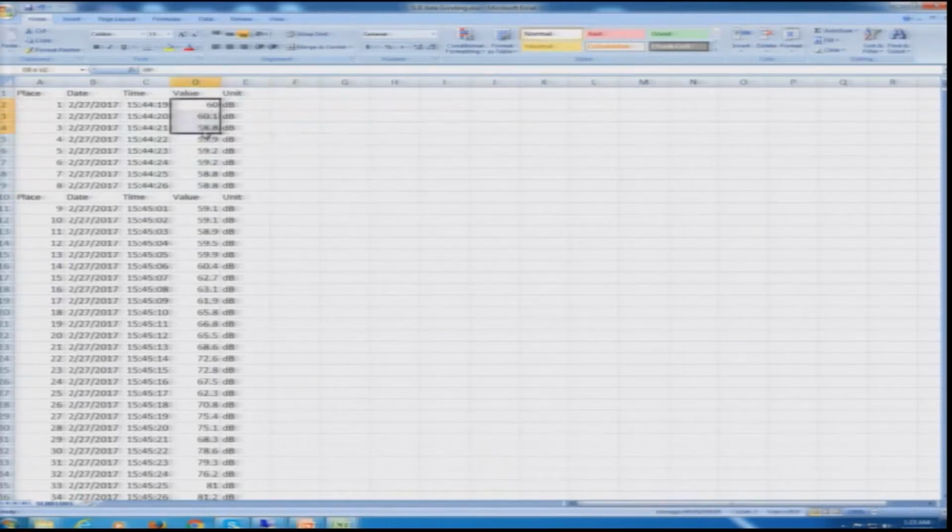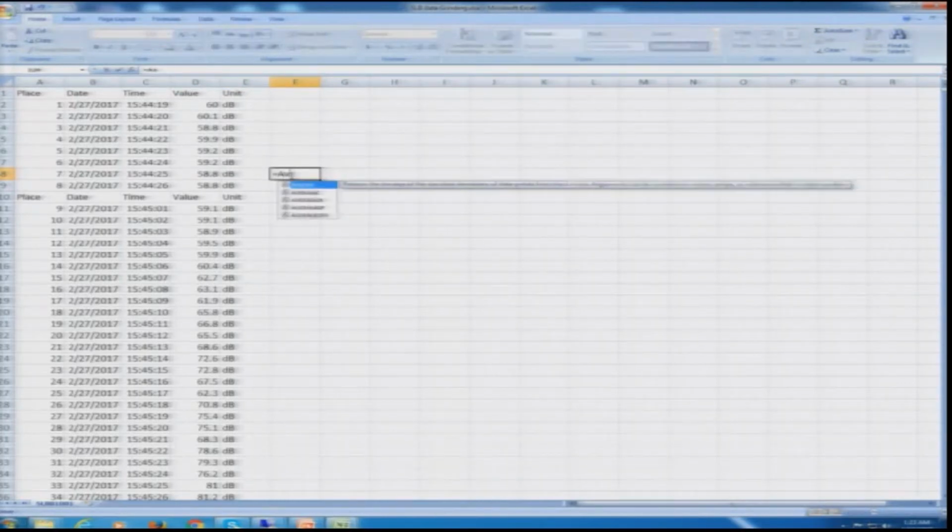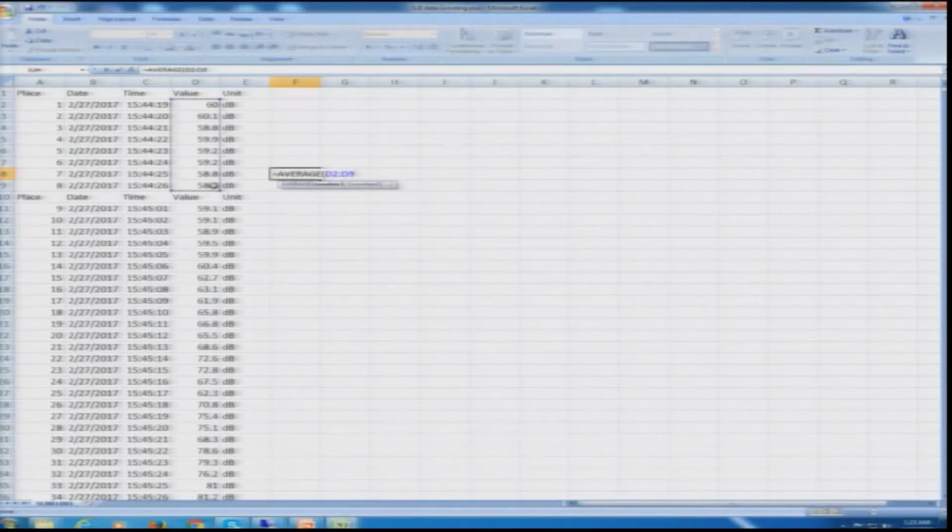So we can find the average value. If I say this cell is equal to the average of these cells, this is the average value, which is 59.35. Now I say I am also interested in the peak value of this. So I would say this cell is equal to the maximum of this data, which gives me the highest value, that is 60.1.